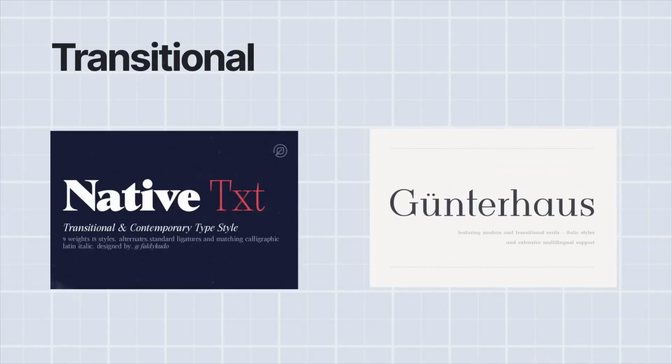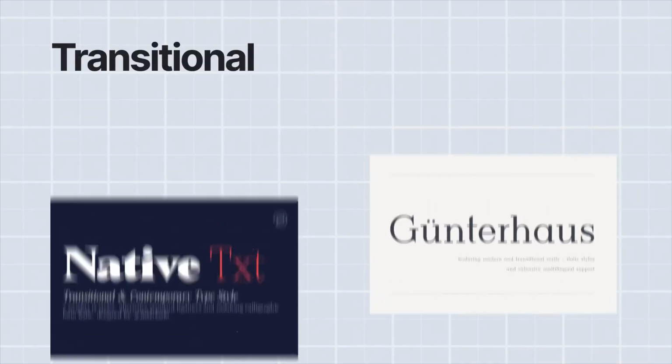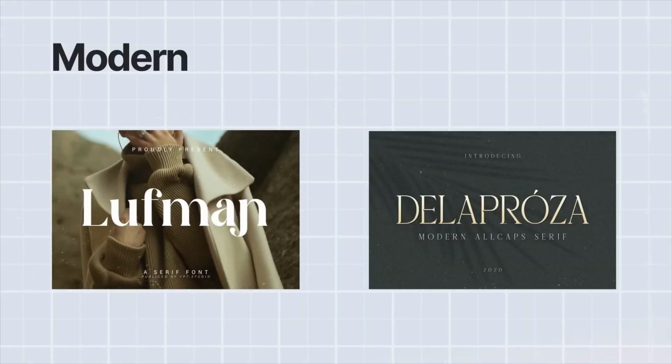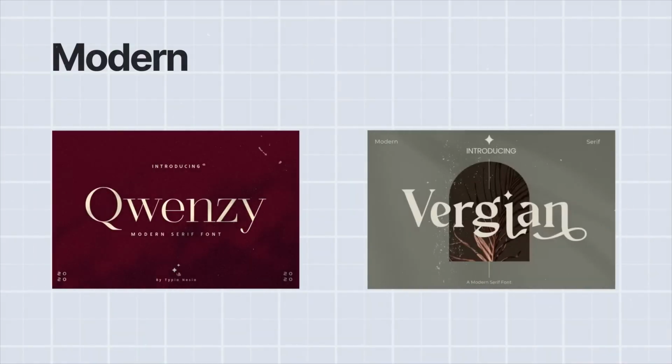Serifs can also be transitional. These came into the picture in the 18th century as a transition between old-style fonts and modern styles. The main feature here is sharper serifs. Modern serifs became more refined in detail thanks to advances in the printing processes, and they feature completely straight, flat serifs that sometimes can make them look less legible and more fashionable.